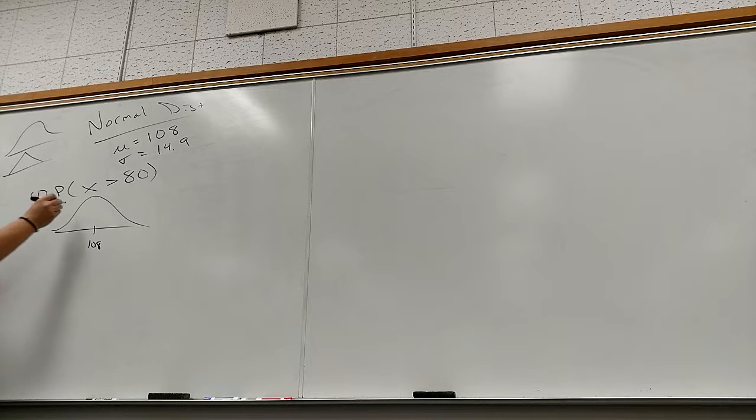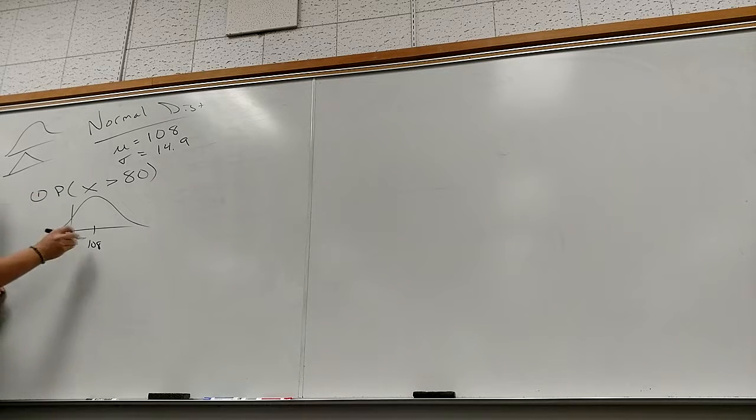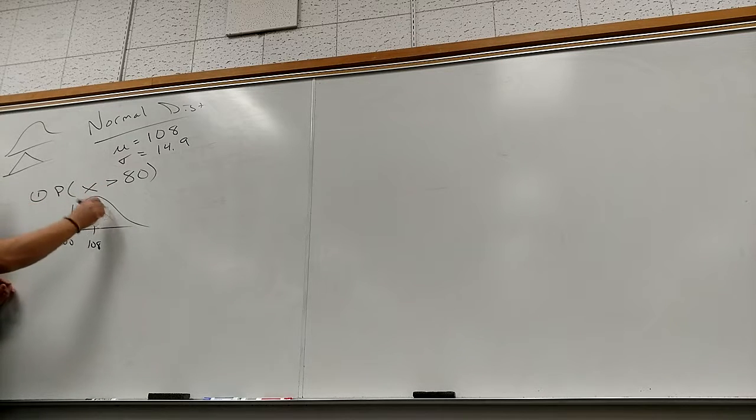What else do I want to put up there? 80. So put it down here somewhere, obviously. And then where do I shade? Greater than, so up here. So you know already it's going to be more than 50%. You can at least tell that if you draw the picture correctly.